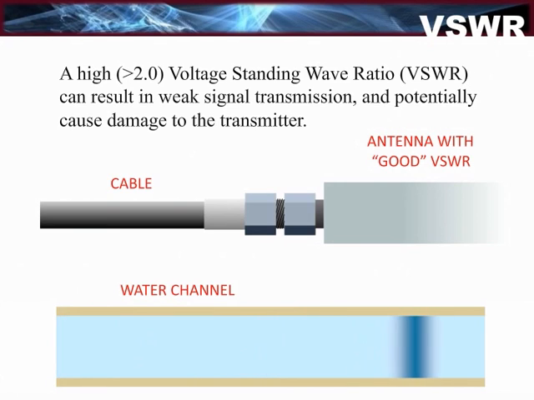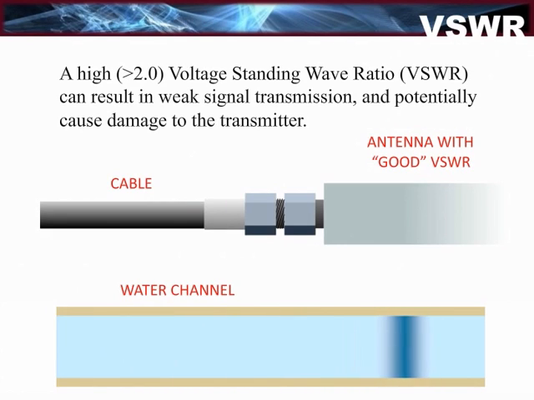In the situation below, we have an RF cable attached to an antenna and a water channel. As can be seen, the waterways flow freely through the channel. If the antenna does not have a high VSWR, the RF waves will also flow freely through the system.